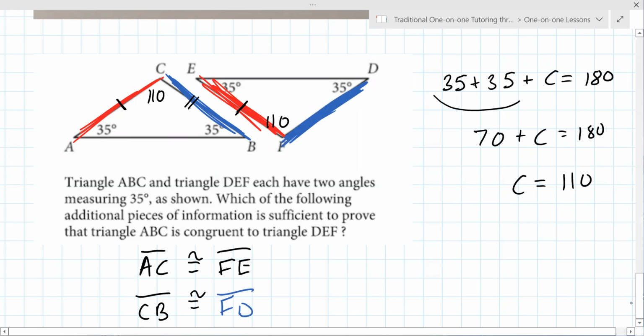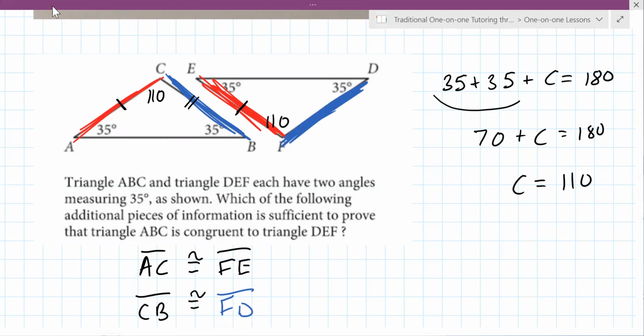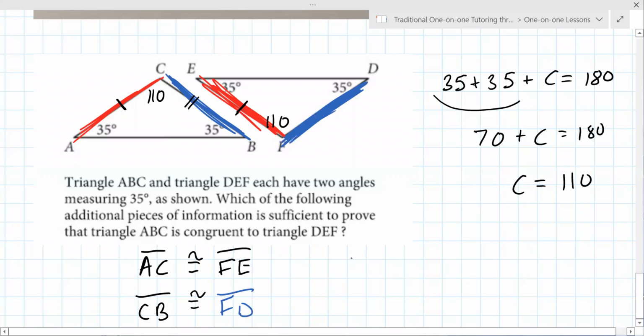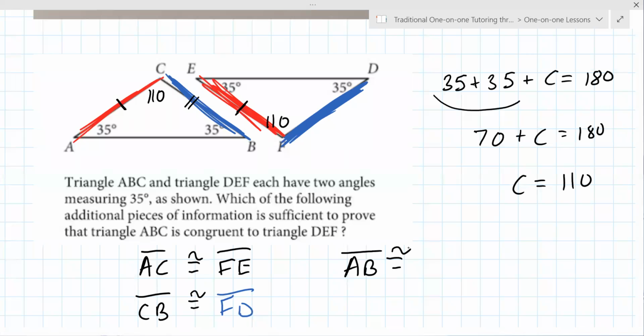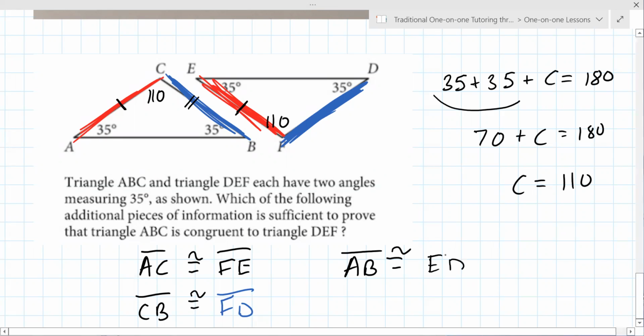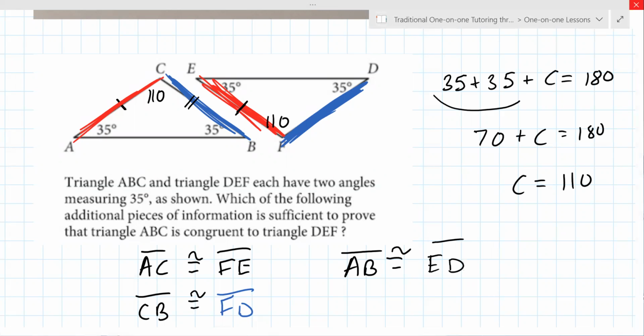And then the last part of this congruence statement, side AB, what is it congruent to? What is AB congruent to? AB is congruent to ED. Yes. Very good. All right, let's look at another question here.